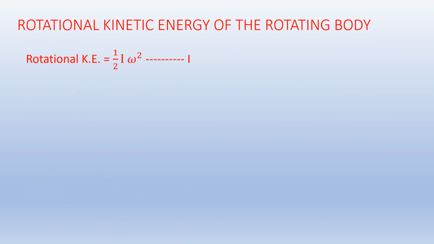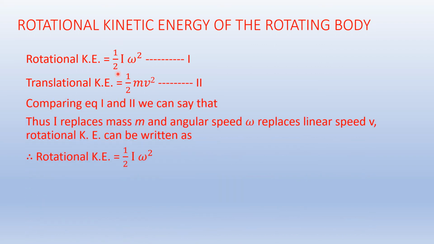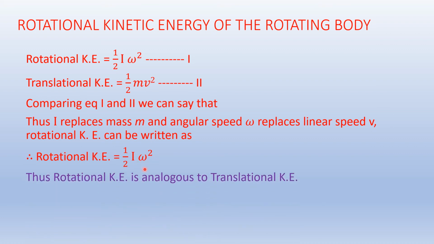Thus, we compare the rotational kinetic energy formula with the translational kinetic energy formula. It is found that the half term is a constant in both equations. Omega square is the angular velocity of the rotating body in rotational kinetic energy. V square is the linear velocity of a body in translational kinetic energy, and the mass in translational kinetic energy acts as an inertia. If we replace this mass with the I factor in rotational kinetic energy, we can say that I is the inertia for rotational kinetic energy. So we write the rotational kinetic energy formula as half I omega square, and we can say that the rotational kinetic energy is analogous to the translational kinetic energy.